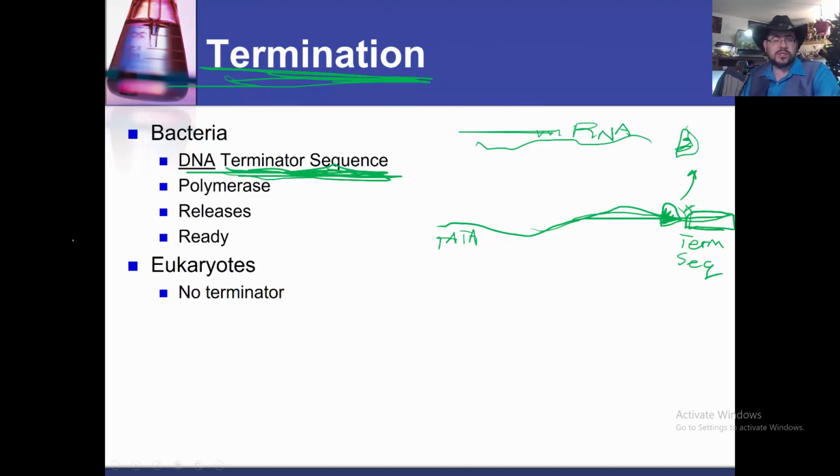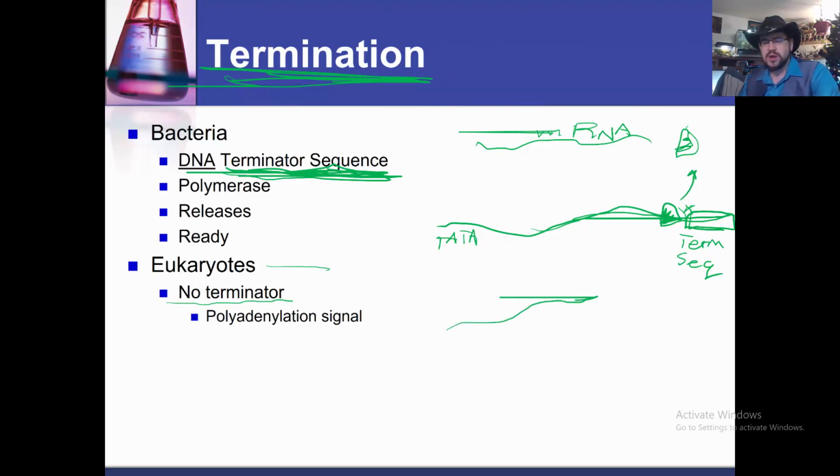Eukaryotes don't have a terminator. Oh, no terminator. How am I possibly going to make an Arnold Schwarzenegger reference? Oh, what's this? The polyadenylation signal? Oh, so in lieu of a terminator, the polyadenylation signal is produced on the mRNA transcript.